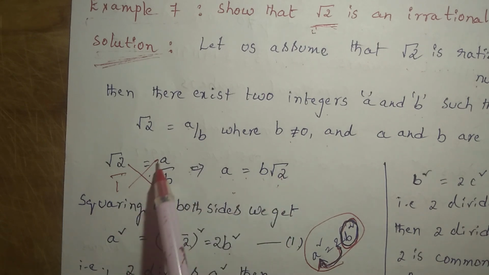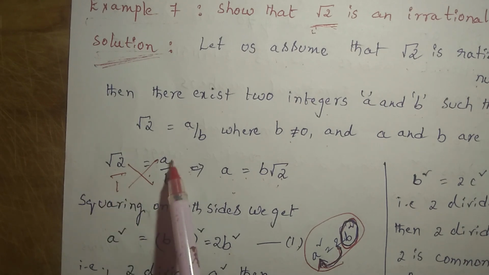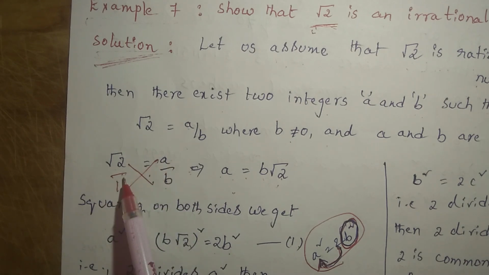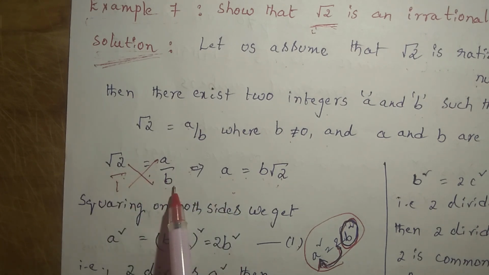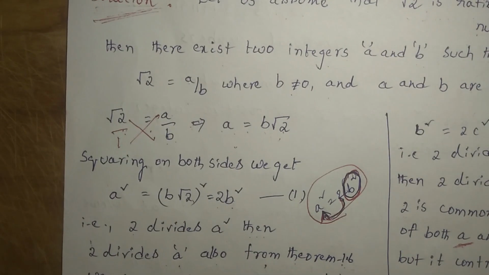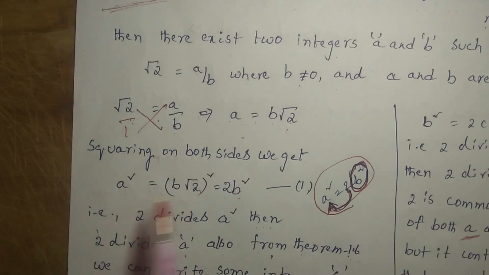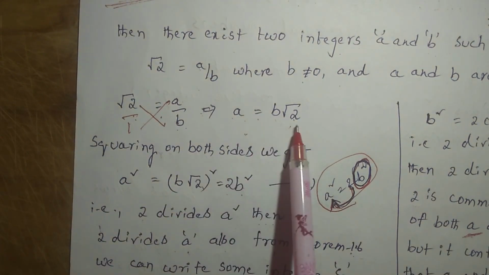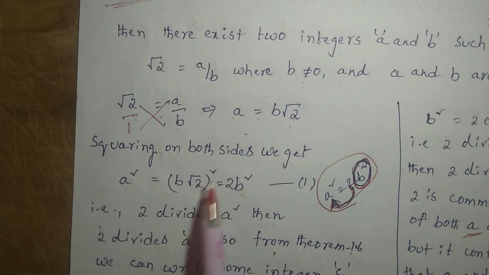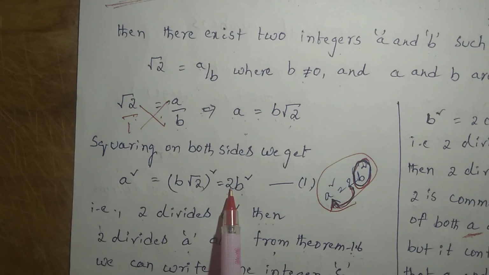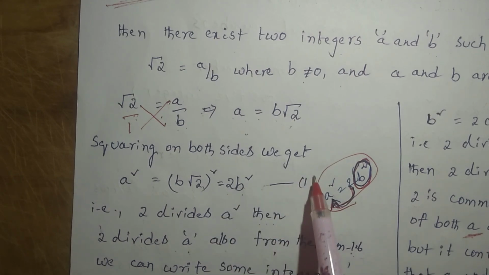How do we get this? We cross multiply these two terms, root 2 into b and 1 into a. Root 2 is nothing but root 2 by 1. Then 1 into a equals a, equal to b into root 2. Okay. Squaring on both sides, a square equals b root 2 whole square. B root 2 whole square means b square times root 2 whole square, which is 2b square. Take it as equation 1.